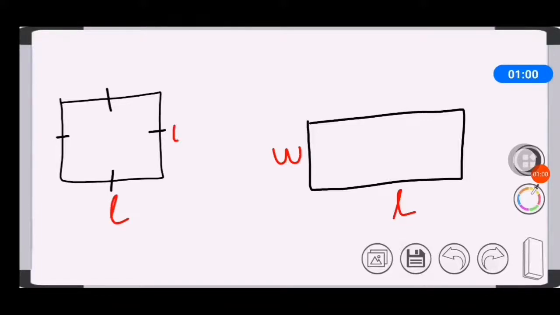This side, instead of being the width, is still the length because we just said that the sides are equal. Got it? Great. That is also our length and this is also our length. So there are 4 of the length, 4L, if we were to find the perimeter, which we will do later.